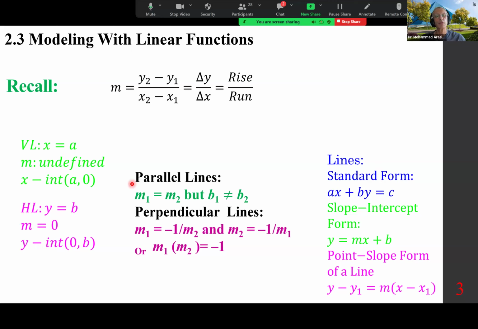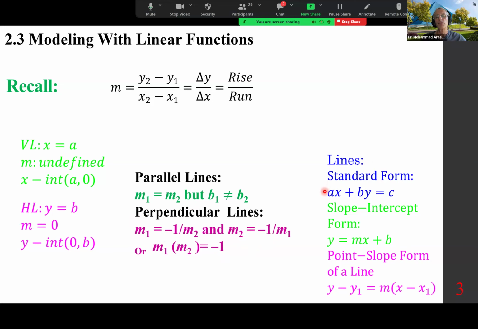Two lines are considered parallel if they have equal slopes, m sub 1 equals m sub 2, but different y-intercepts, b sub 1 is not equal to b sub 2. Lines are considered perpendicular if the relationship between the two slopes is that they are negative reciprocals: m1 is negative 1 over m2, or m2 is negative 1 over m1, or m1 times m2, their product, is negative 1.